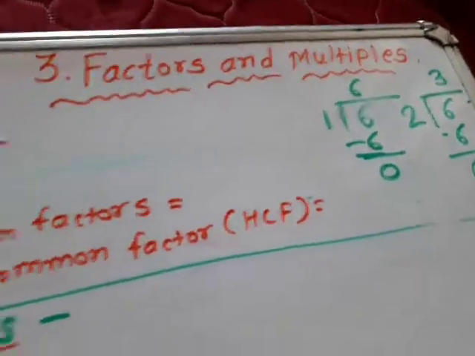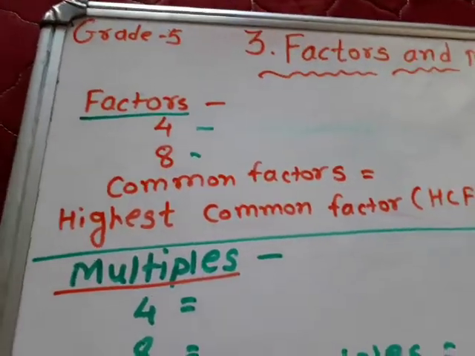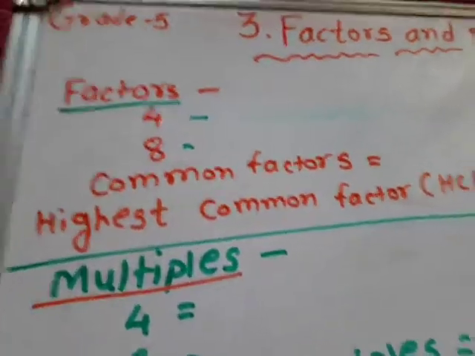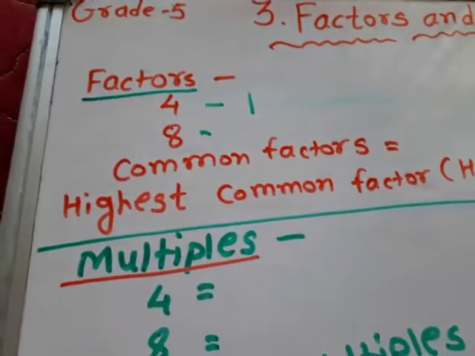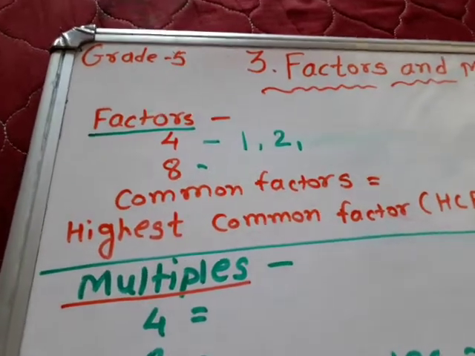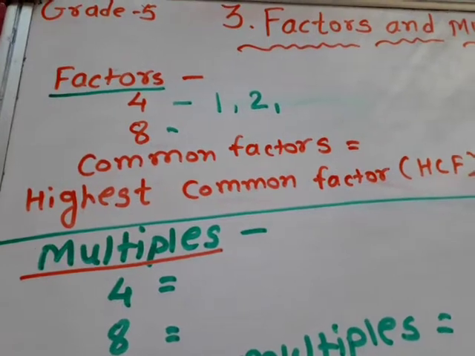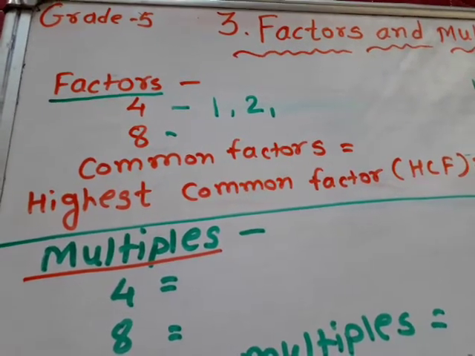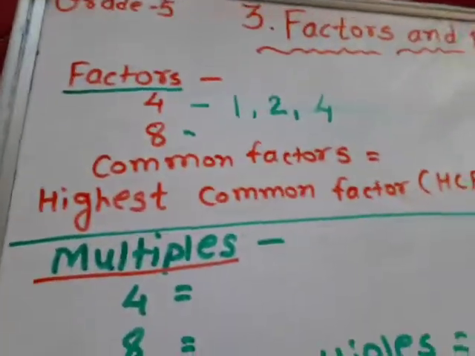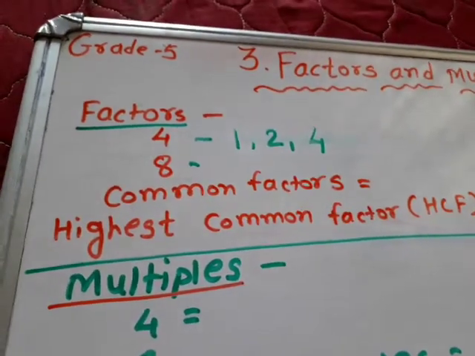In this way we find the factors of 4 and 8. Now we find the factors of 4. For that we see the tables. First we start from table 1. 1 fours are 4, means 1 is a factor of 4. Then 2 twos are 4, means 2 is again a factor of 4. In the table of 3 there is no such number, so 3 is not a factor of 4. Then 4 ones are 4, okay, 4 is a factor of 4. After that we get greater numbers 5, 6, 7, 8, so there is no factor of 4.